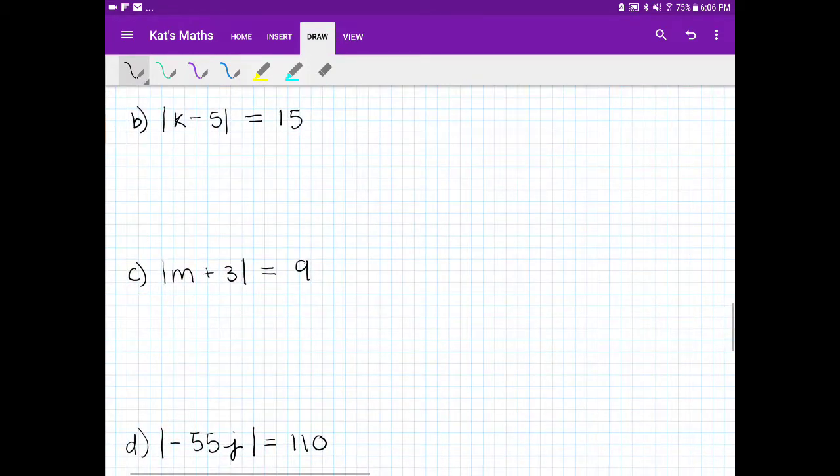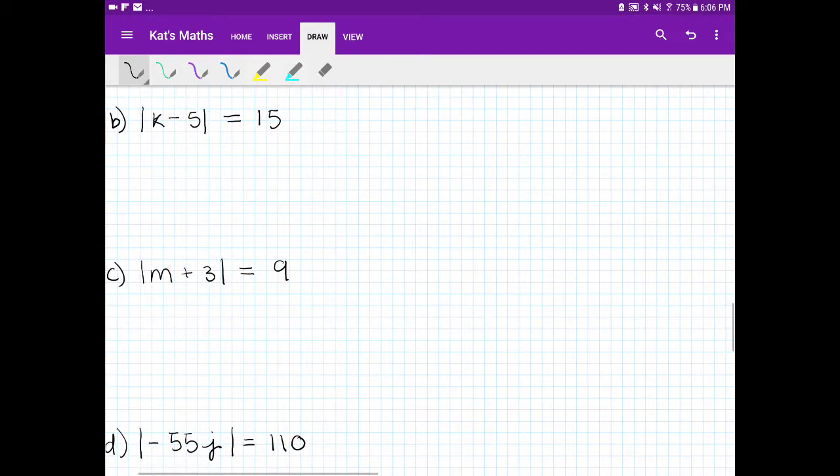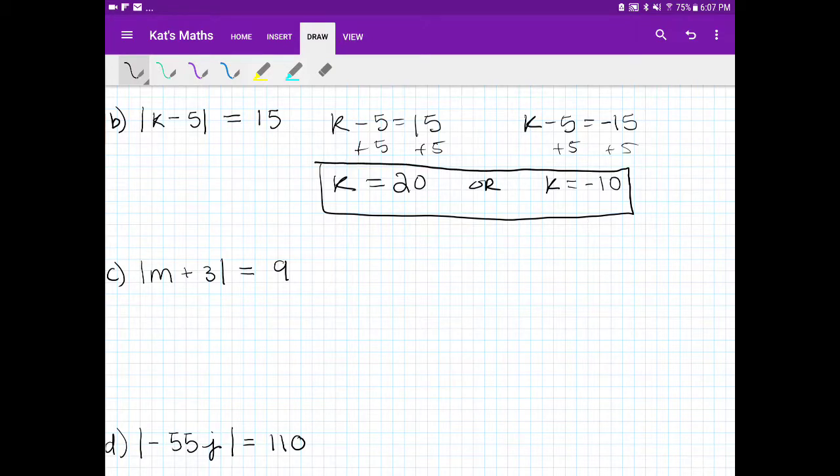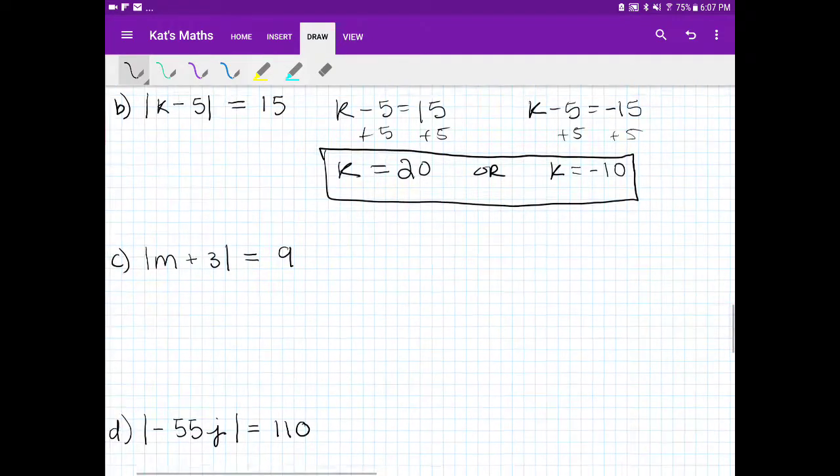On this next equation, we're going to set it up again. So you've got k minus 5 equals 15. And then because it's absolute value, we also need to do k minus 5 is equal to negative 15. We're going to add the 5 to both sides. k is equal to 20. And here we'll add the 5 to both sides. k is equal to negative 10. And so your answer is k is equal to 20 or k is equal to negative 10.